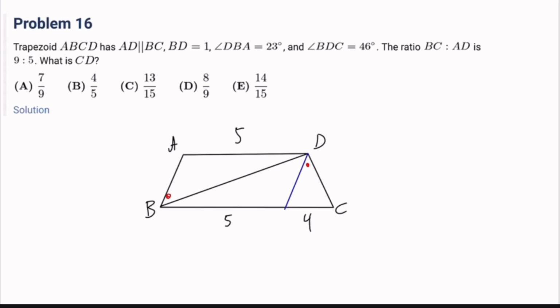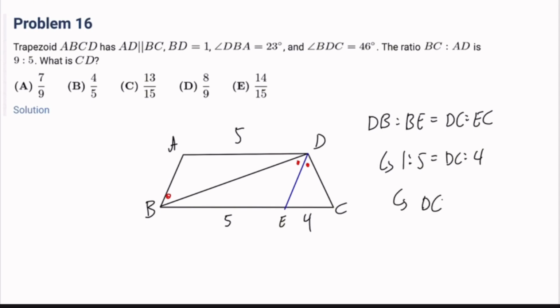If we mark it out, let's say this is E, then angles ABD, BDE, and EDC all have the same angle. We want CD's length, but since this is an angle bisector, DB to BE equals DC to CE. So DB to BE equals DC to EC. Since DB is equal to 1, DB to BE, which is 5, equals DC to 4. So that means DC is equal to 4 over 5. And so this is the answer.